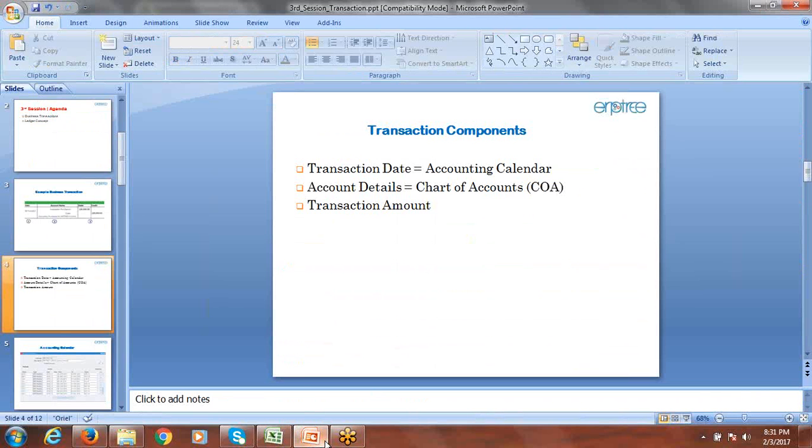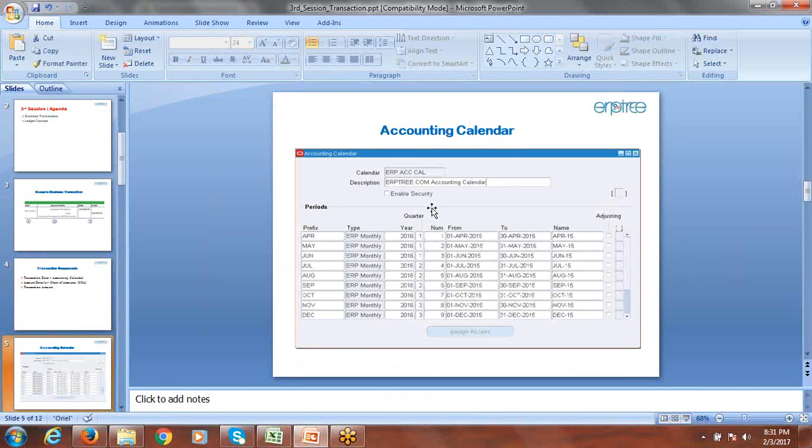So I'll take you through these slides. I already showed how to create the accounting calendar, but we'll be creating it in the system.